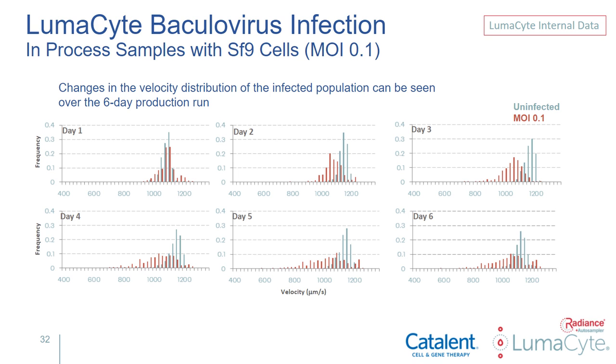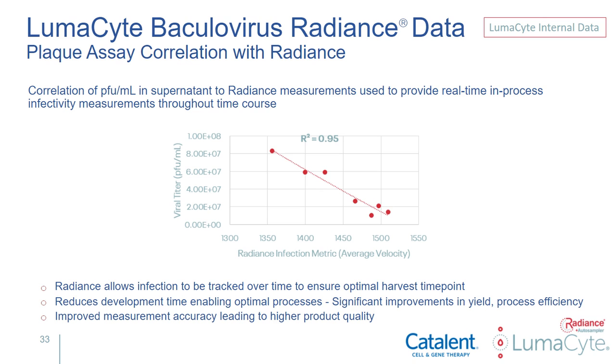And from day 1 to day 6, as you can see here in these histograms, the velocity distribution was tracked, and such information would then be used to generate a curve such as this, which predicts the viral titer, which is correlated to the Radiance infection metric. And so for an unknown sample where the Radiance infection metric would be measured, the viral titer could then be obtained. So Radiance allows infection to be tracked over time to ensure optimal harvest time point.